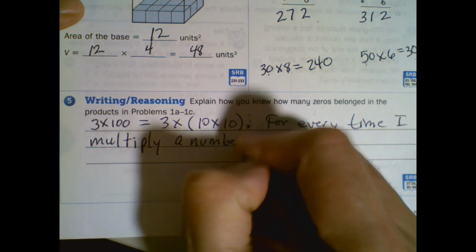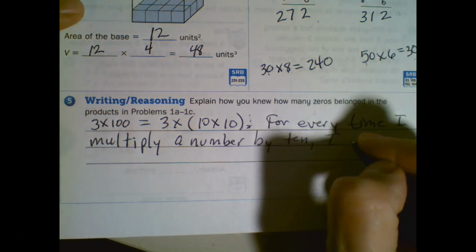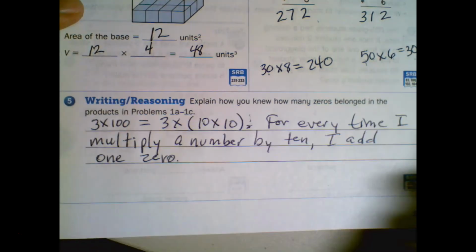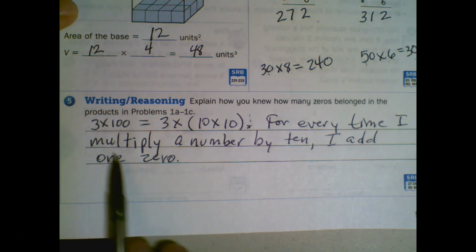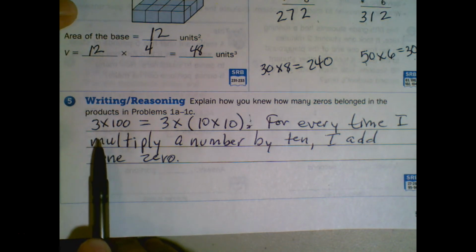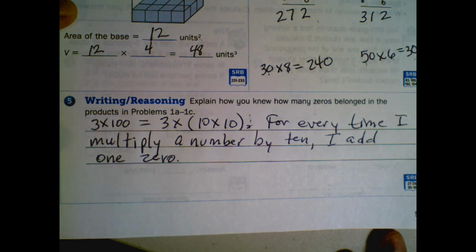So if I know that, then I know that for every time I multiply a number by 10, I add 1 zero. And remember, that's when we're dealing with numbers that don't have a decimal. If we're dealing with numbers that have a decimal, what we're actually doing instead of adding zeros is we are moving the decimal over one place to the right. All right, that's page 51.